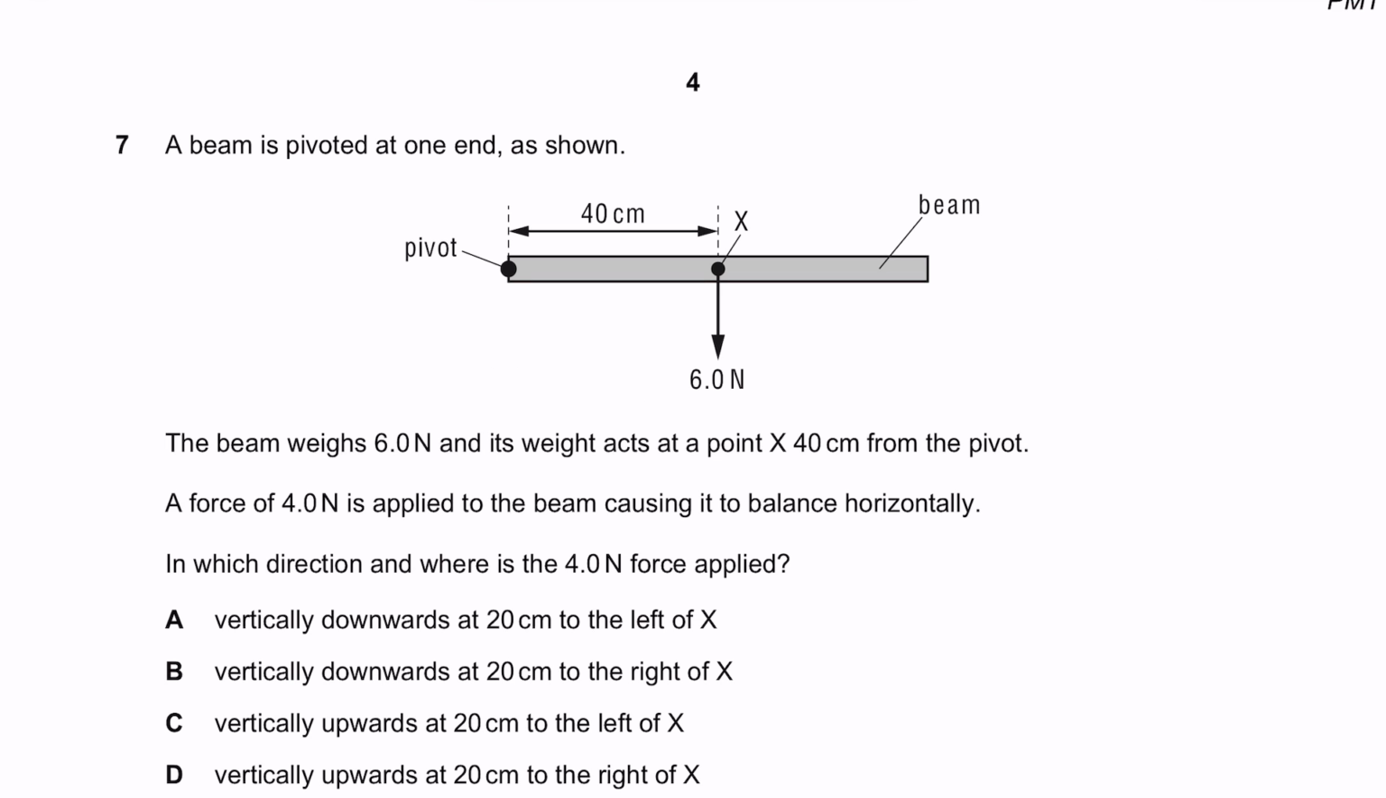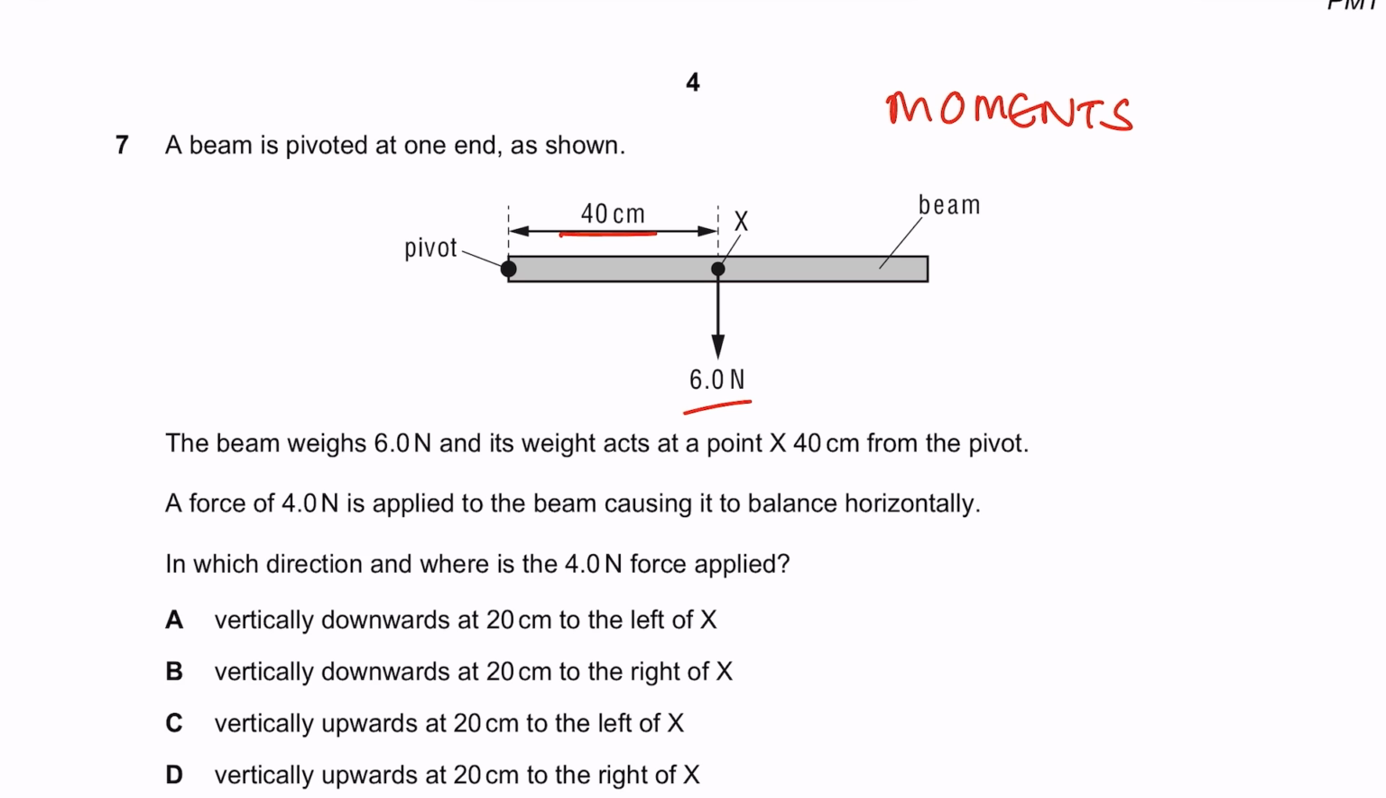A beam is pivoted at one end as shown. So I already know this question is about moments. The beam weighs 6 newtons and its weight acts at a point 40 centimetres from the pivot. A force of 4 newtons is applied to the beam, causing it to balance horizontally. In which direction and where is the force?